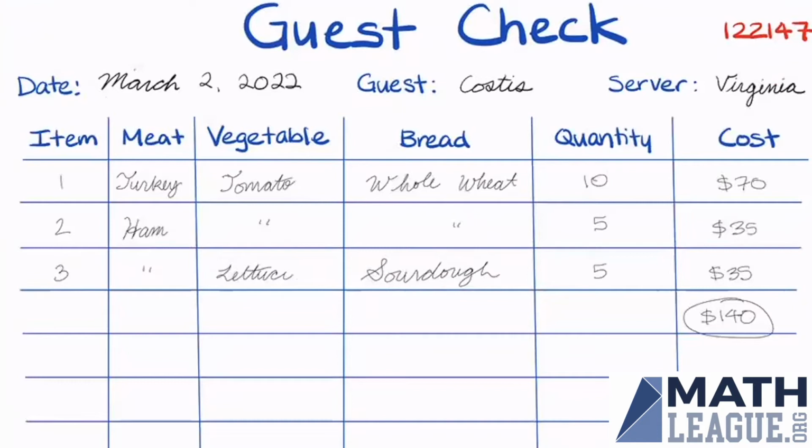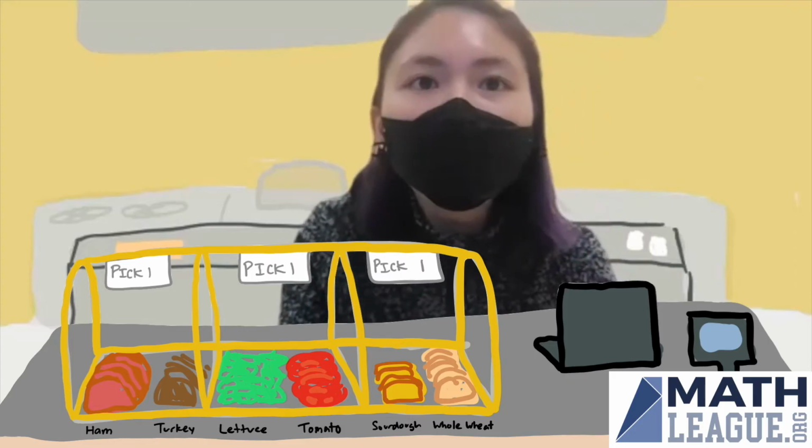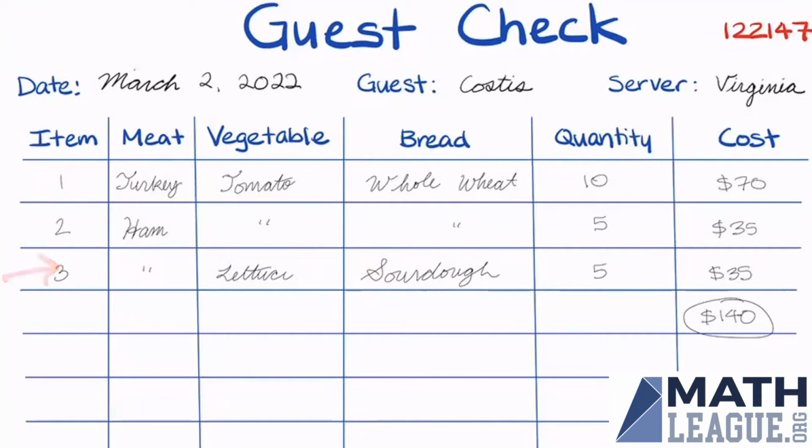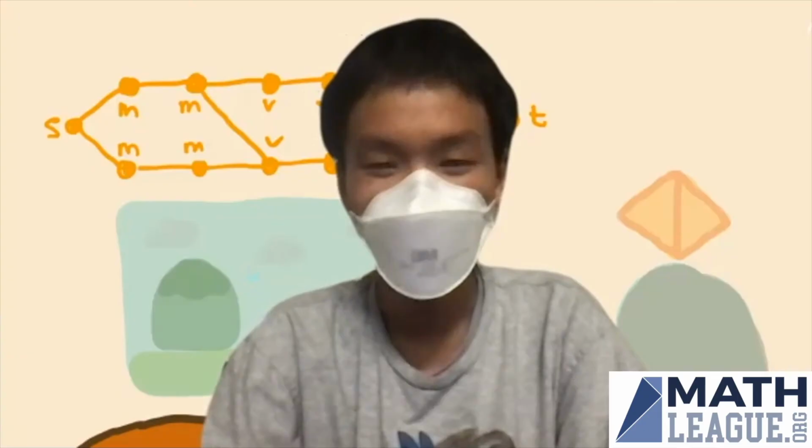Okay, so here's what I've got. First I have our turkey with tomato and whole wheat bread, as you said, and we wanted to get 10 of those. That used up all of our turkey. Next we got our ham with tomato and whole wheat bread because tomatoes and whole wheat bread go together. So 5 of those because ham you don't seem to be very picky about. That's $35. And then finally we want to use the rest of the ham with lettuce and sourdough. And that's 5 of those, $35. So your total is $140. Sounds good? Sounds good. 20 sandwiches in total.